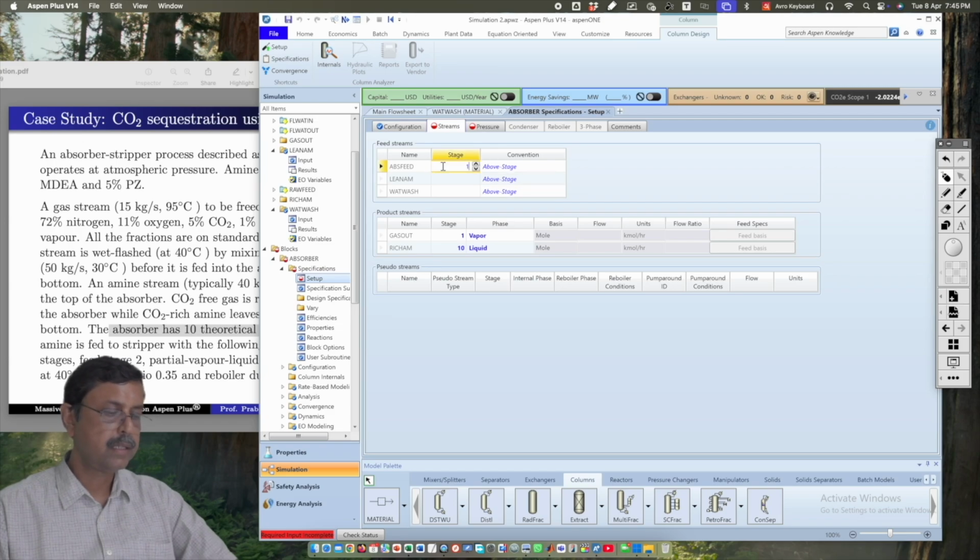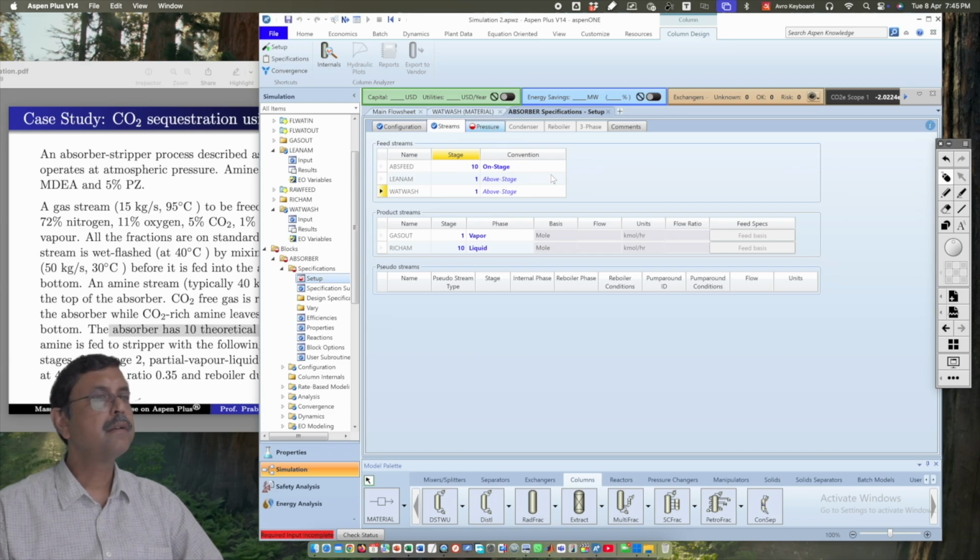So we will take the 10th stage, and lean amine and water wash we will put from the top of the column. So both of them go above the first stage. From stage 1, the gas out stream is coming out as a vapor, and from the 10th stage, the rich amine is coming out as liquid.